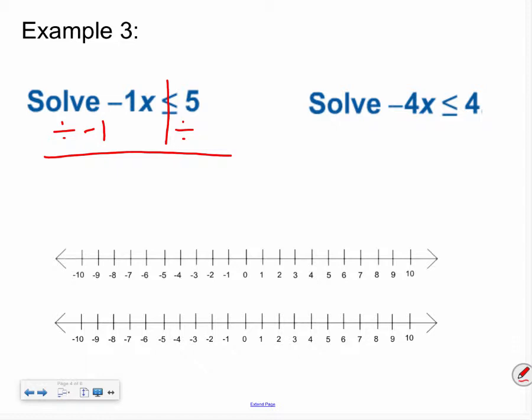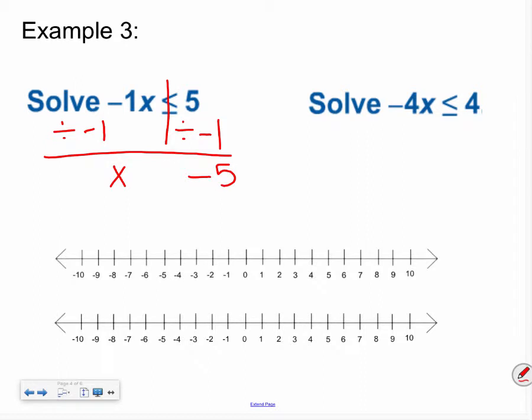So we're going to divide that by negative 1 on both sides. So this becomes, we have a negative divided by a negative. That means we now have a positive. And then what's 5? A positive 5 divided by a negative 1. That's going to be positive divided by negative, so negative, and 5 divided by 1 is 5.